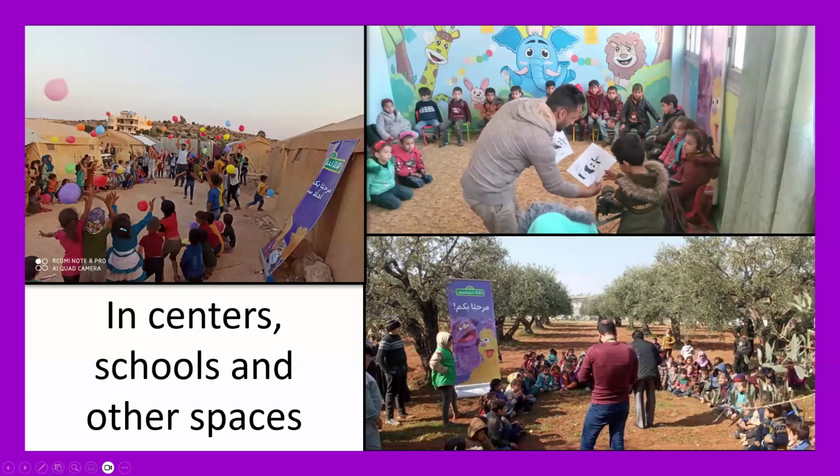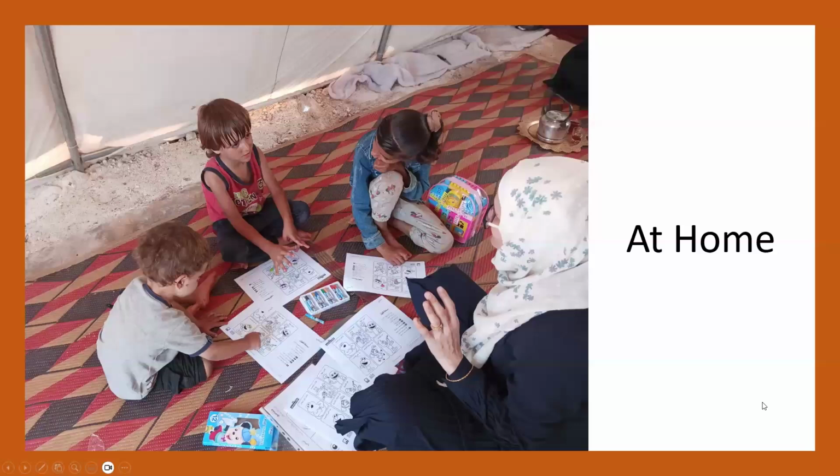The first intervention, as you can see on the screen, is implemented in centers or schools or any space where there is safety and security for children and caregivers to access and remain safe during the session. In the next slide, we can see the other intervention, which is at home. When face-to-face services are not possible, we send the family learning package home.